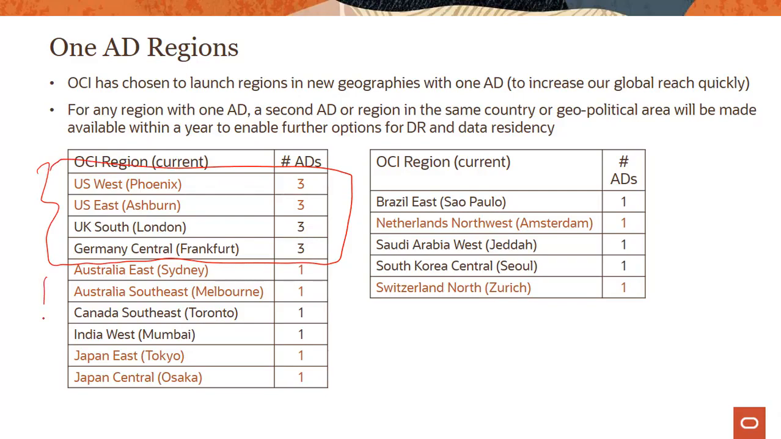Now the regions we are launching now have one AD, but still what we are doing is giving you this idea of a region pair. So in every geopolitical area you will have region pairs, like in the US you have two regions, in Australia you have two regions, Japan, and so on, so that you can still comply with your local regulatory and data residency requirements, but you could still do things around disaster recovery, and we'll talk about that when we talk about HA designs later on.